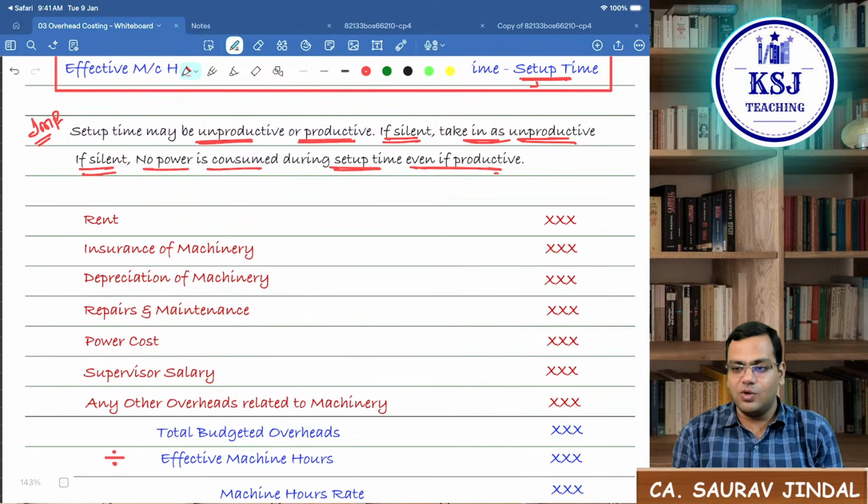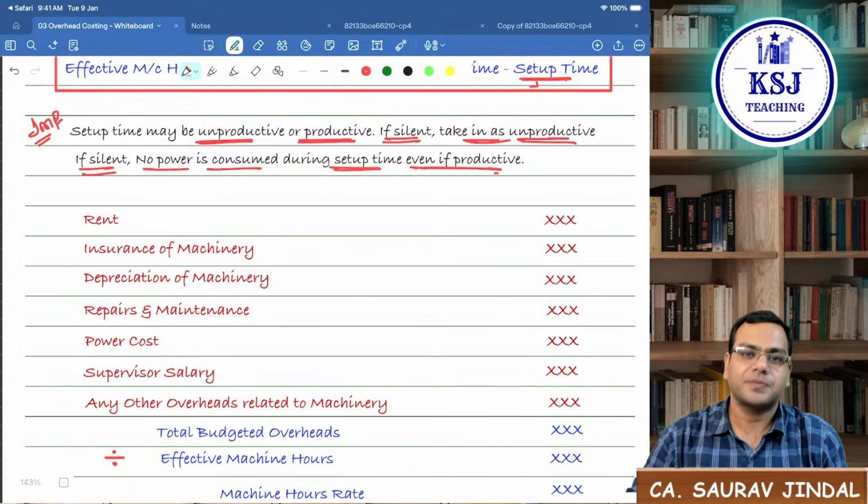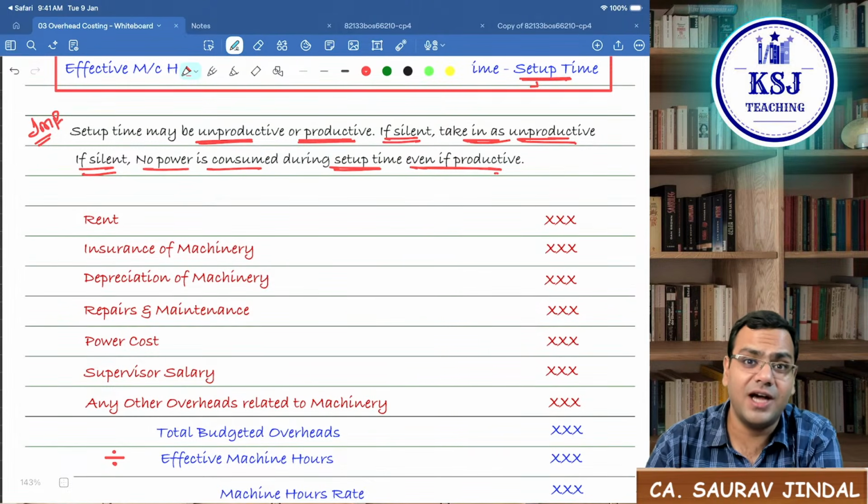So we have to go according to what the question says. That is our limitation. We can say that we have to go according to what the question says. Clear?